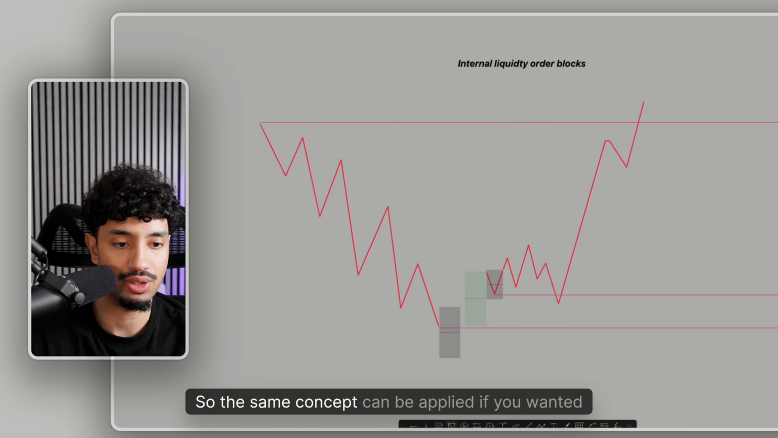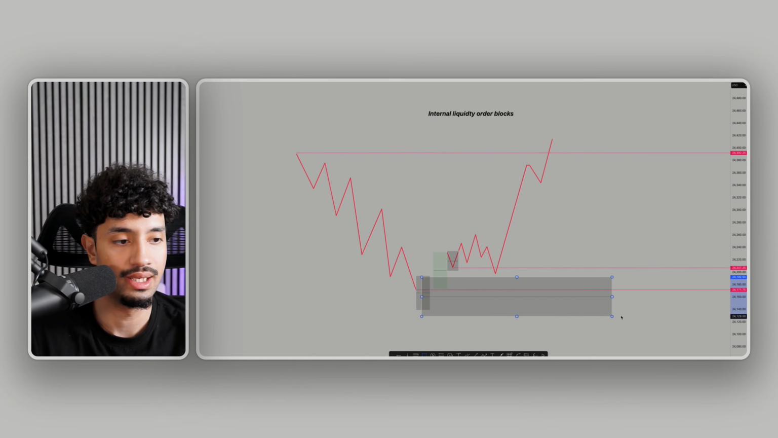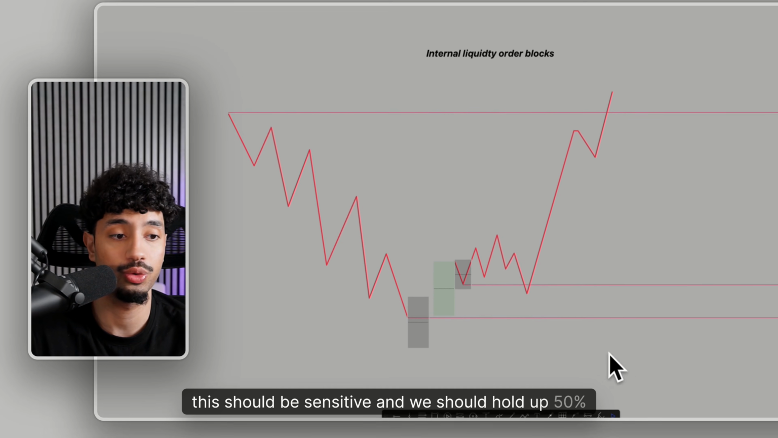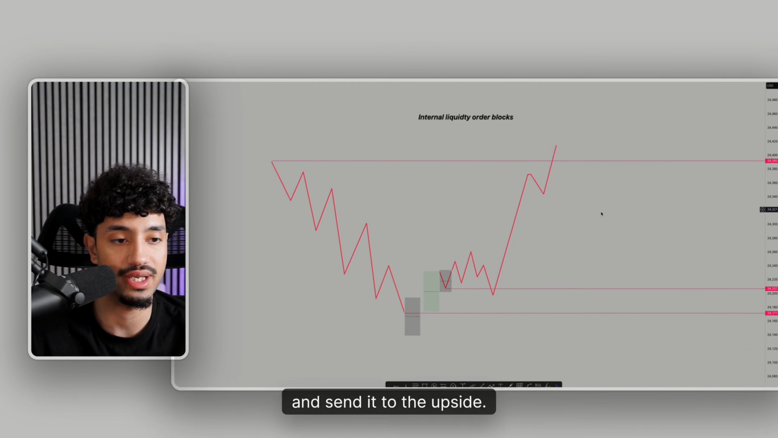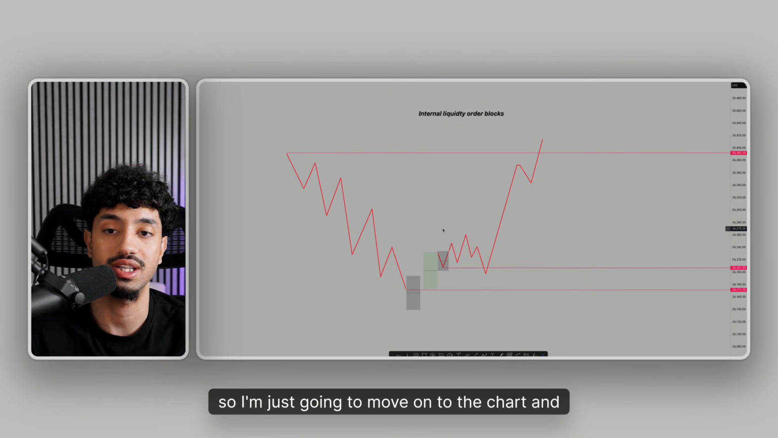So the same concept can be applied if you wanted to drag this OB out in time. If price does retrace back into it, this should be sensitive and we should hold up 50% and send it to the upside. I know that might have been a bit confusing, so I'm just going to move on to the chart and explain it a bit more.